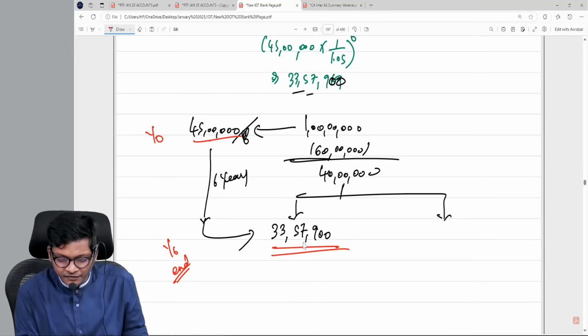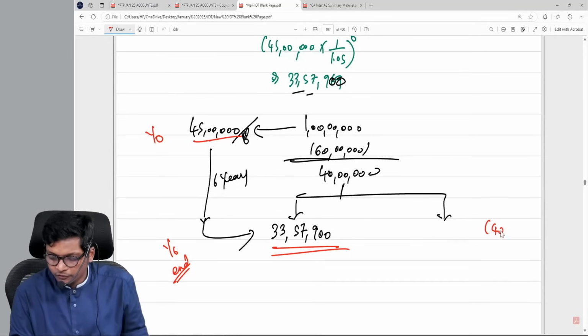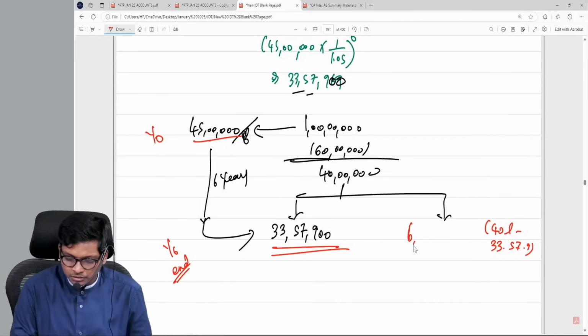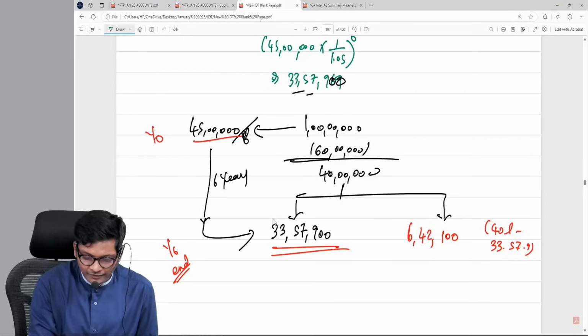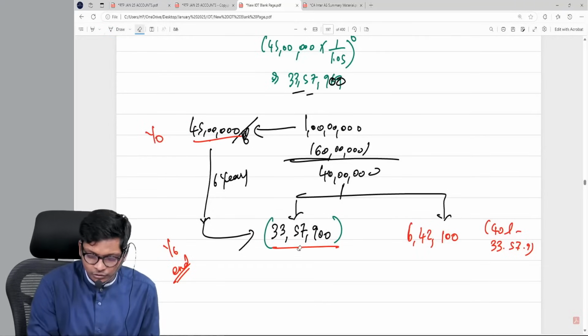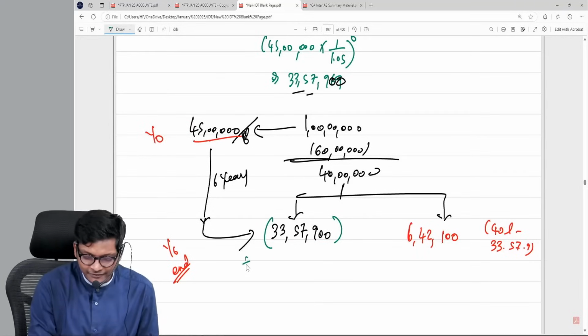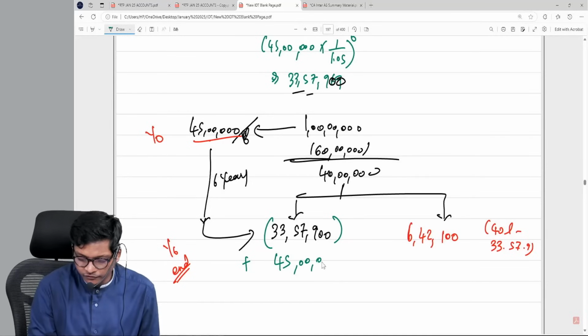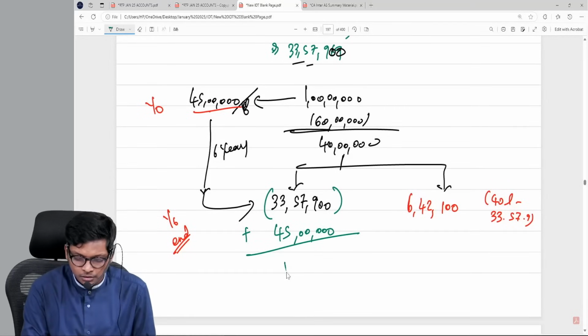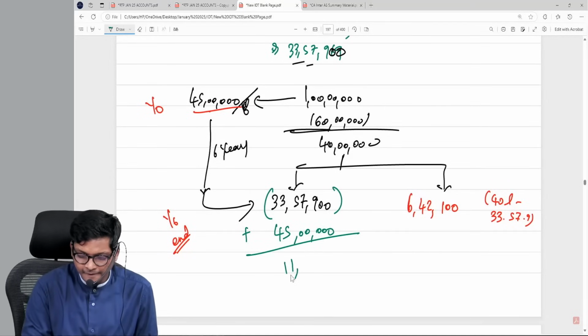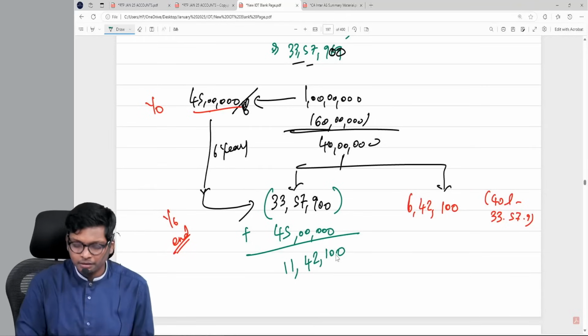Therefore, what is the remaining part of asset? 40 lakhs minus 33,57,900. How much are you getting? 6,42,100 is the remaining asset. That I will not disturb. Now I purchase a new turbine. So I will reduce 33,57,900 from my asset and I will add how much? 45 lakhs as new turbine. What is the net addition? 11 lakhs 42,100 is the net addition.